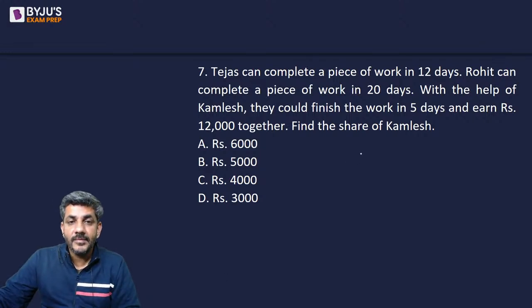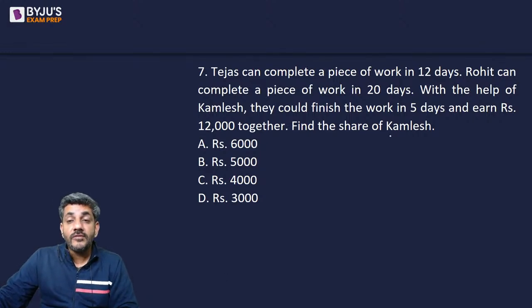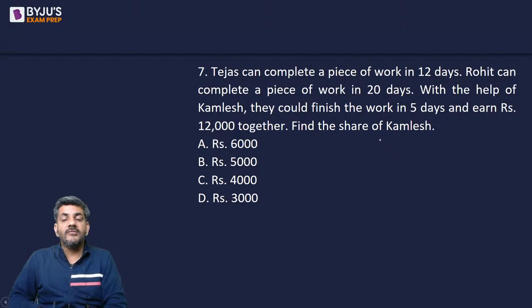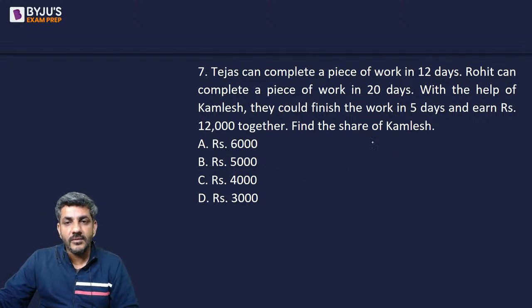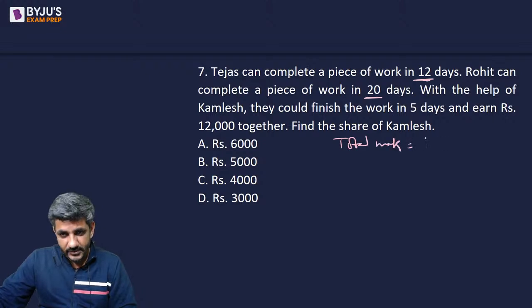Chaliye, let's do this. Tejas can complete a piece of work in 12 days. Rohit can complete a piece of work in 20 days. With the help of Kamlesh, they could finish the work in 5 days and earn rupees 12,000 together. Find the share of Kamlesh. Because Tejas can do it in 12 days and Rohit can do it in 20 days, let us assume the total work as the LCM of 12 and 20, which is 60 units.